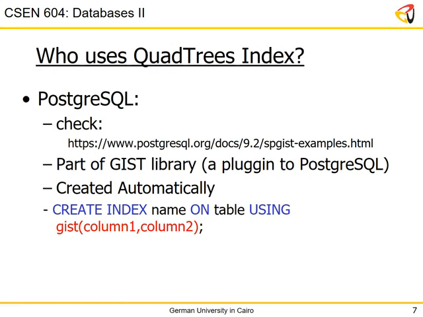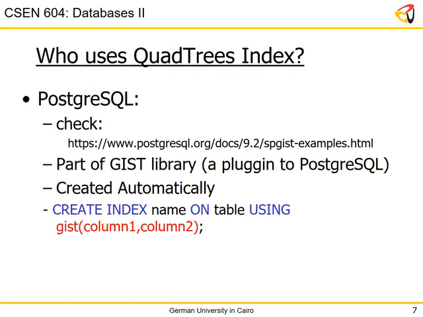Now, who uses quad trees? Again, Postgres uses this guy. This is part of the GiST library, just like KD trees is. So you don't create it explicitly. You just say create index on this table using gist, and you pass it the columns that are going to be for the 2 axes. Or you could pass 3 if you'd like to create an oct tree.